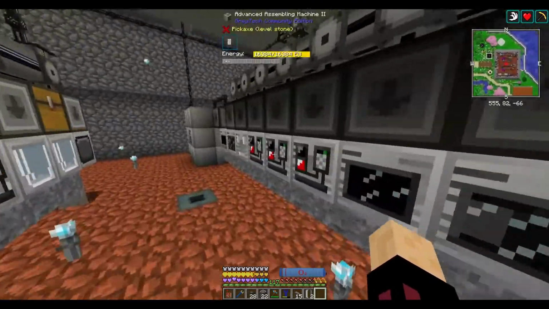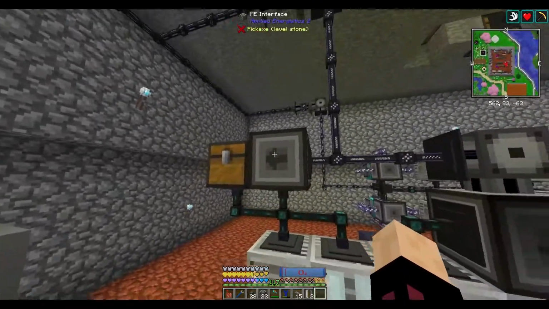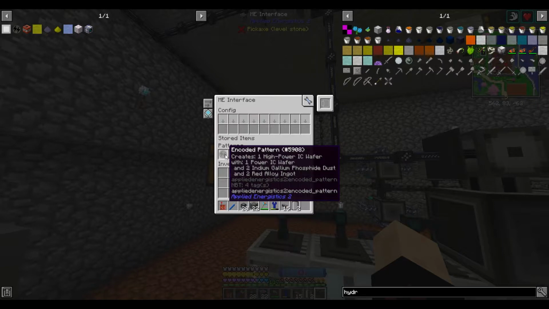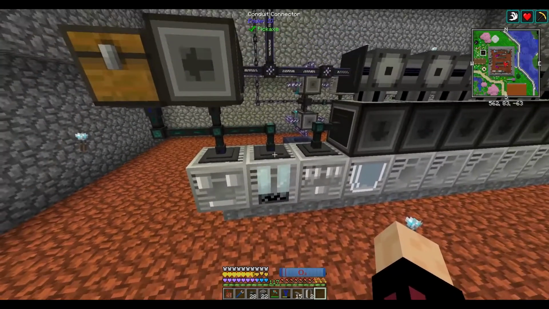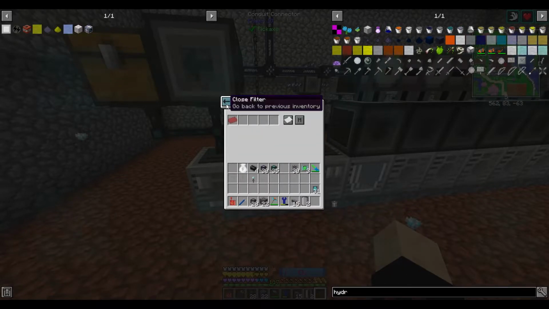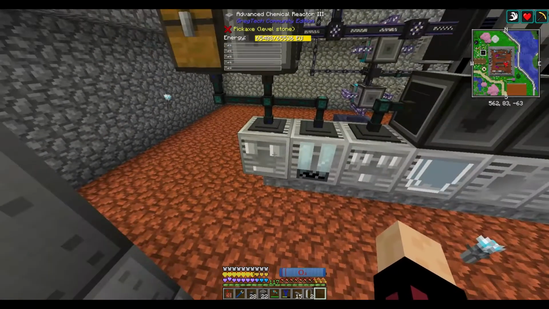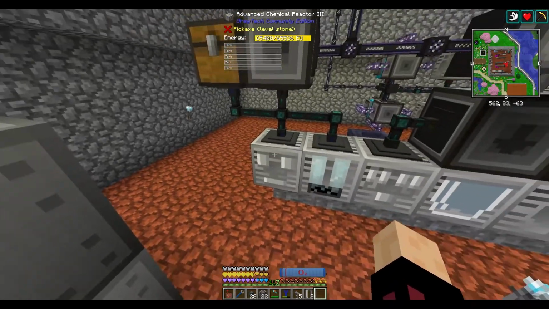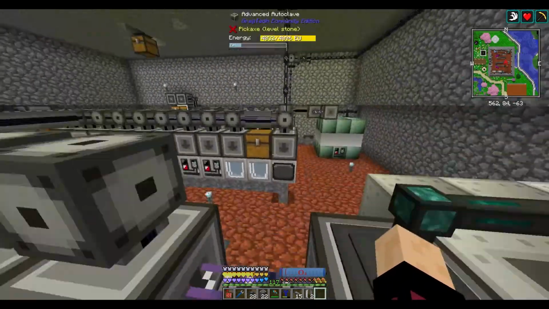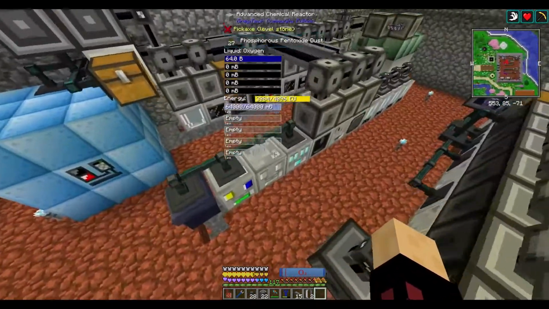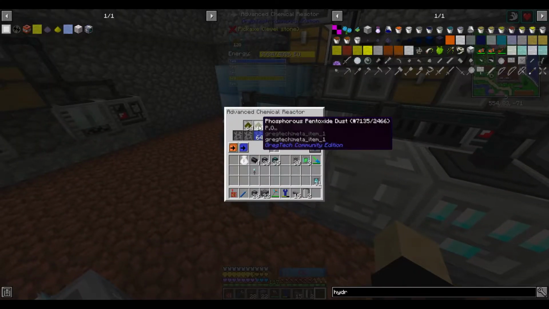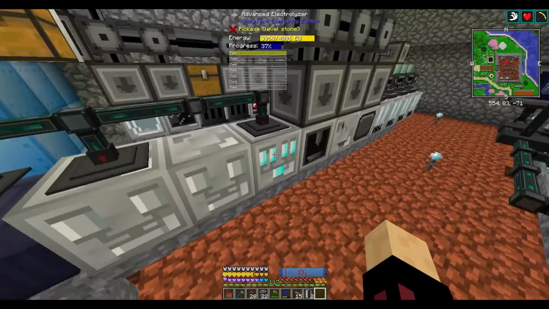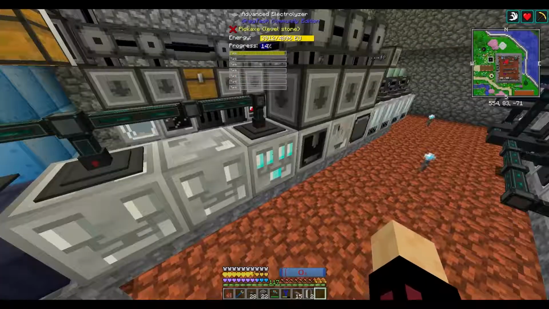Same way we've done that, I've done over here. So in order to craft high power IC wafers, it's going to send red alloy in here, which is going to turn into liquid, go over here, and this is going to produce our final result going to the interface. Ooh, okay. I guess, ooh, look at that. This is quite fast. I didn't expect it to be that fast.